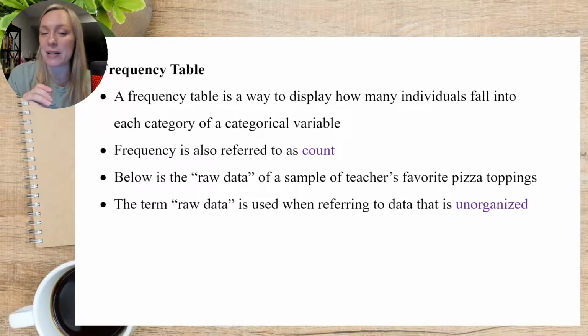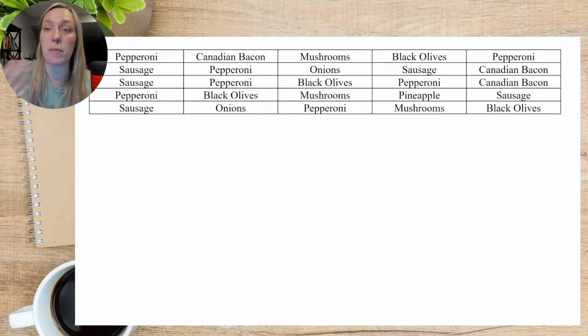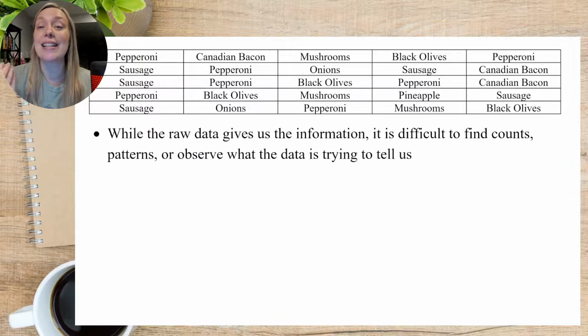Now below I have an example of the raw data of a sample of teachers' favorite pizza toppings. When you see the term raw data, it's referring to data that's unorganized, that hasn't been organized in a nice way yet. So here's an example of our raw data. This is 25 teachers who were asked what their favorite pizza topping is. So you can see how there is just no organization to this. It is just data. And that makes it difficult to see counts, to see patterns, or just to observe what the data is trying to tell us.